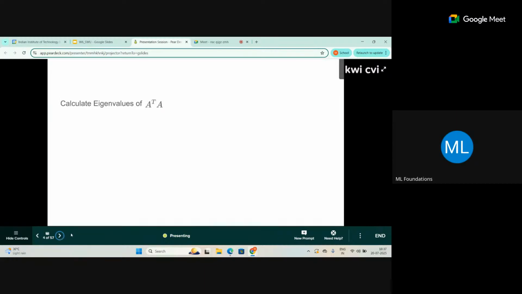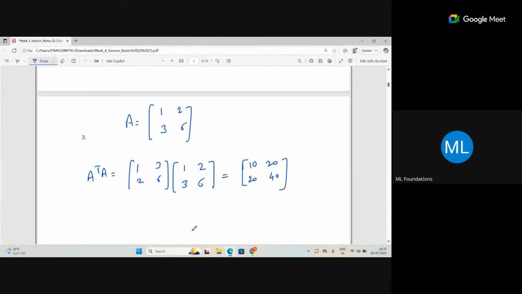After that, what you need to find out is the eigenvalues of A transpose A. And how do we find the eigenvalues of A transpose A?